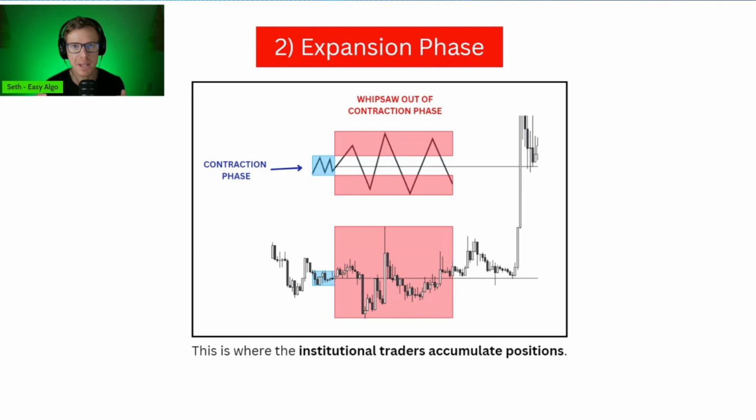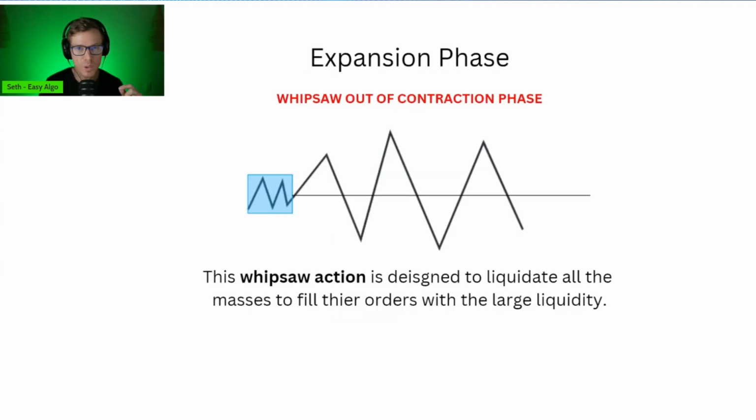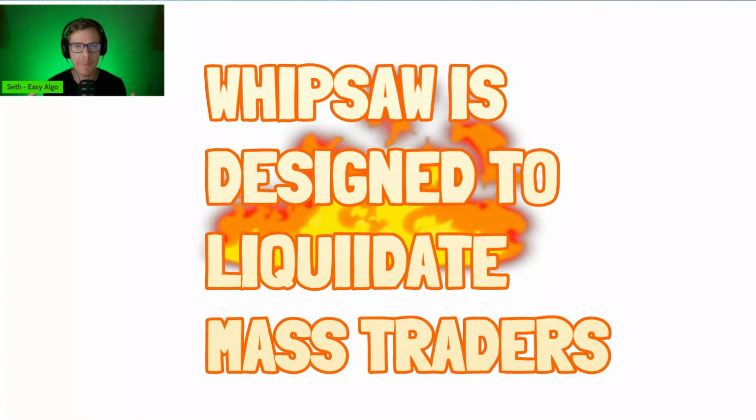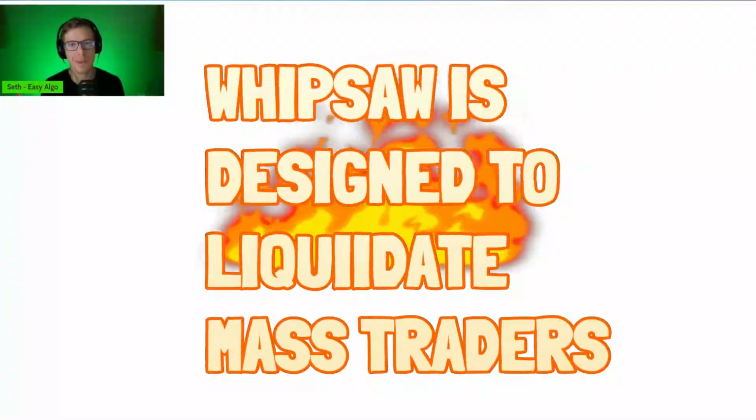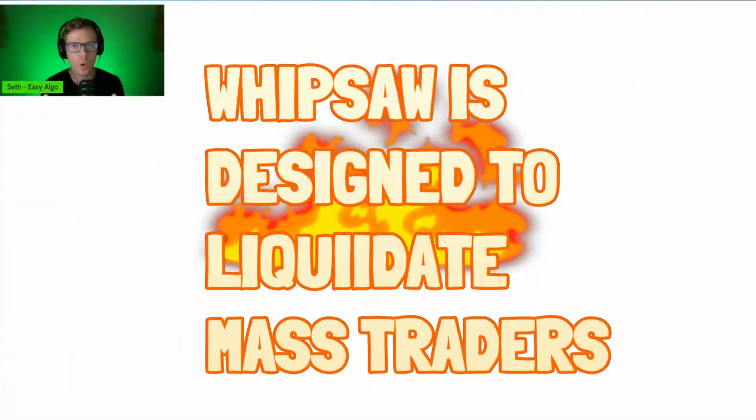It is the manipulation phase. Now that you recognize this pattern, you can look on your chart and you will spot it everywhere if you use this technique. Contraction and expansion. This whipsaw action is designed to liquidate the mass traders so that the market makers can fill their liquidity with all of their orders.